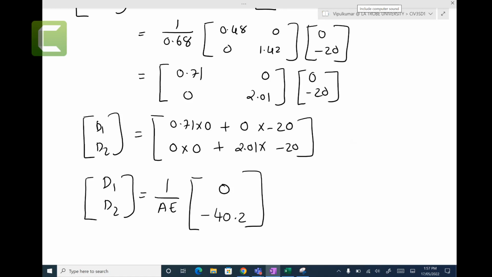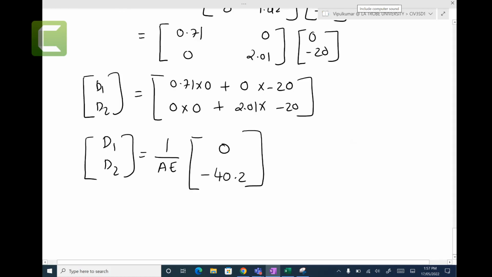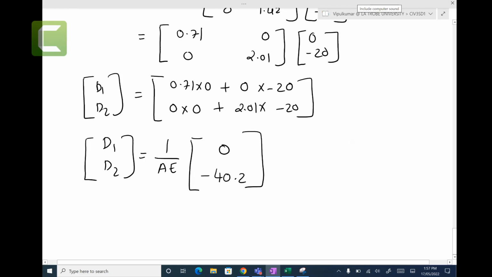Over AE. Why? Because then you just substitute the D. And then we're going to plug in this AE. For your questions, if I had done the AE at the very start, I would have very huge numbers. I just keep AE as a constant.